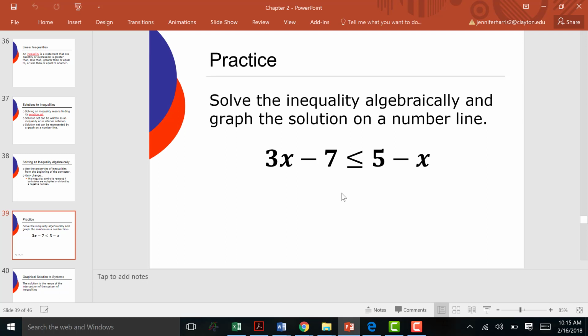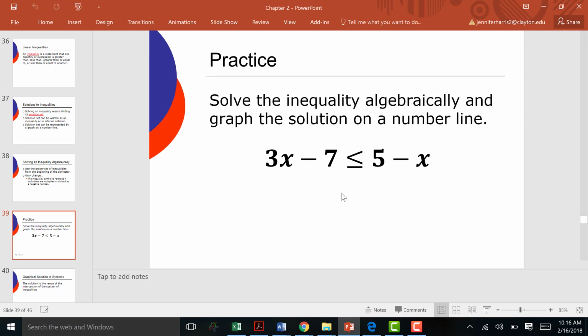What's left? Well, I've got a 3x plus an x. How much is that? 4x. 4x minus 7 is less than or equal to 5. Do I have x by itself yet? No. What should we do? Add 7 to both sides. So the negative 7 and the positive 7 cancel. I have 4x is less than or equal to 12. That should be a 7.